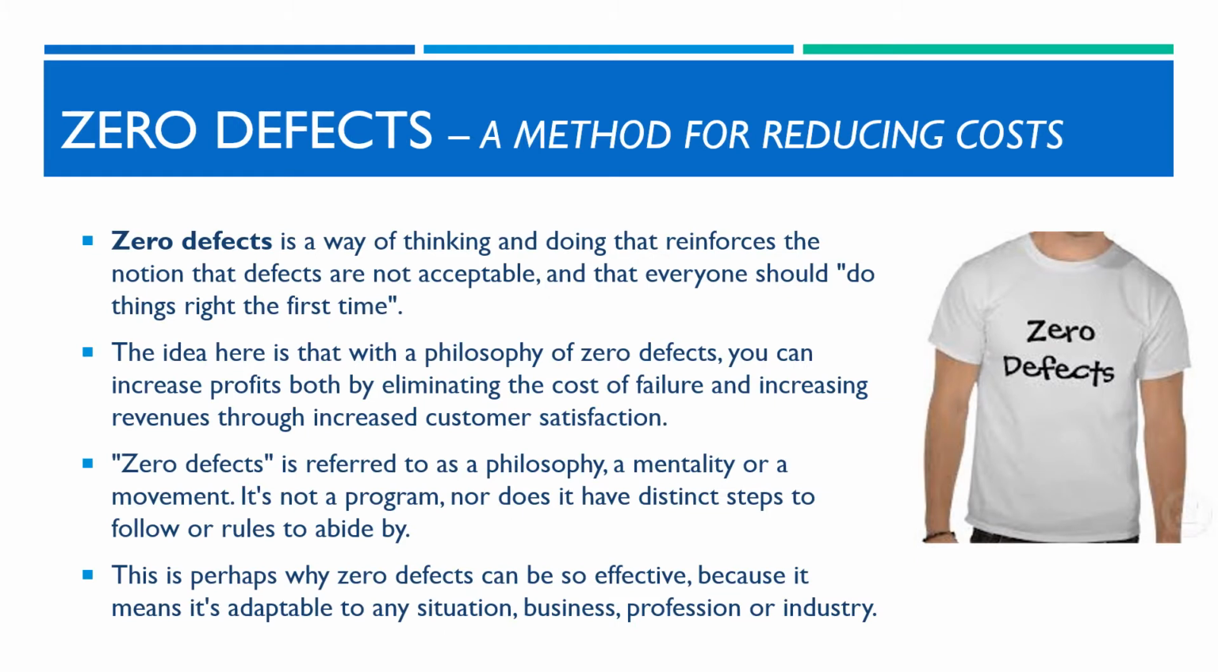One of the most influential ideas about the reduction of the costs of poor quality was the notion of zero defects. This phrase was coined by Philip Crosby in his 1979 book titled, Quality is Free. Zero defects is a way of thinking and doing that reinforces the notion that defects are not acceptable, and that everyone should do things right the first time.